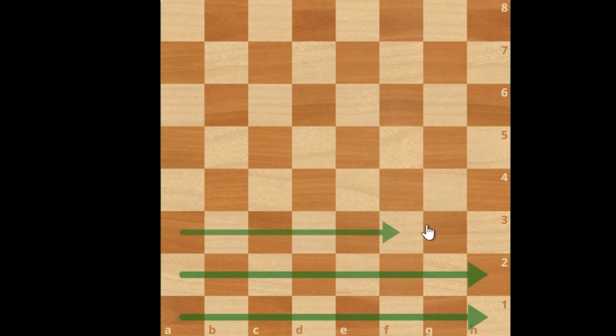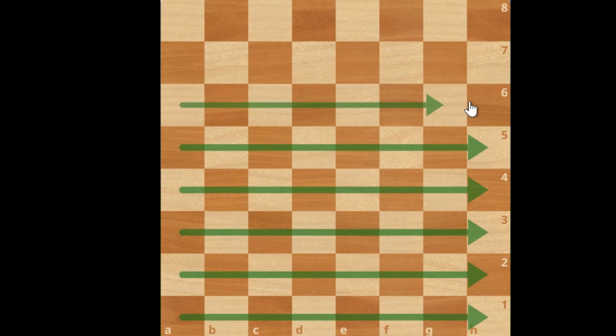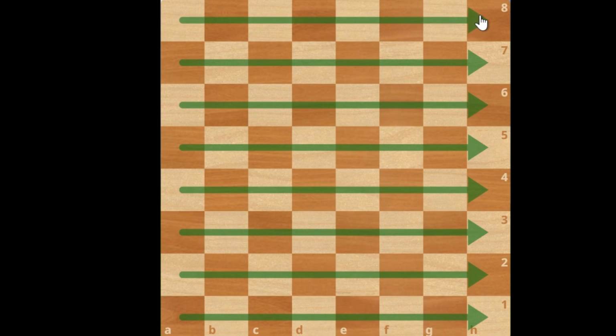The lines that have been drawn contain 8 squares. These lines are called ranks. There are 8 ranks, namely rank 1, rank 2, rank 3, rank 4, rank 5, rank 6, rank 7, and rank 8.